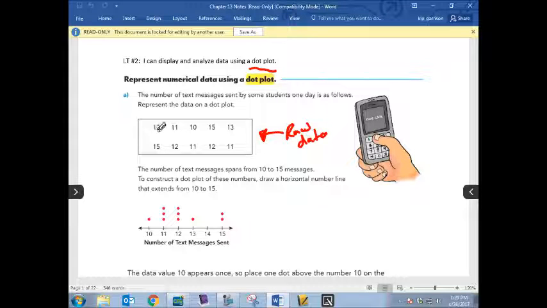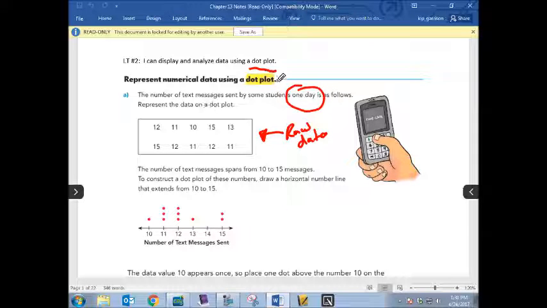So you can see these are the number of text messages, spanning from 10 to 15 messages. So this was in one day. I mean, you guys probably send 10 to 15 messages in 10 seconds, so this is a little outdated evidently. But you had to just make a dot plot. Now it's already done for you, but you can see what they did.